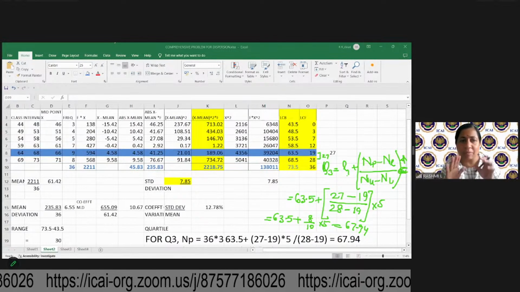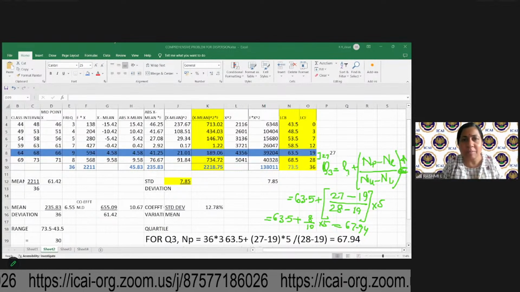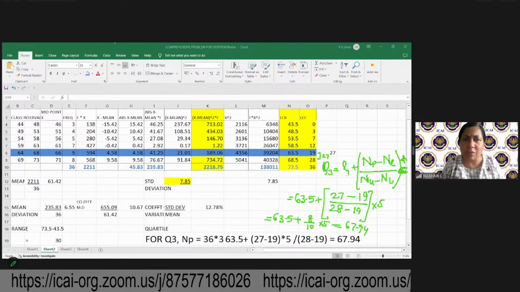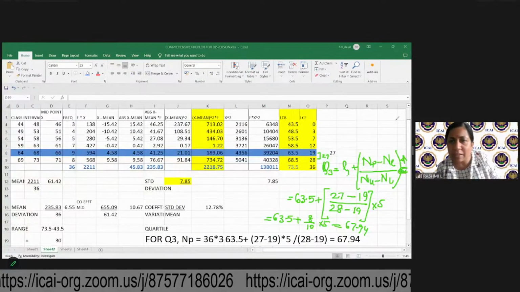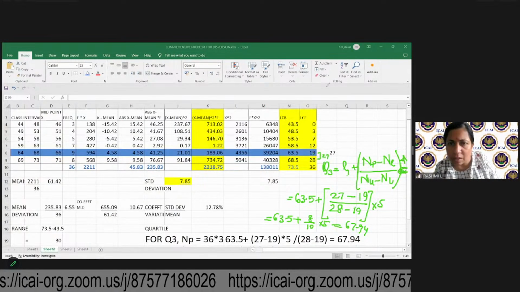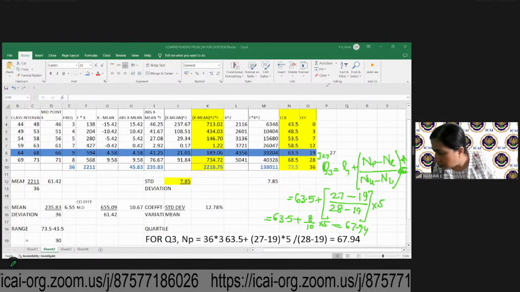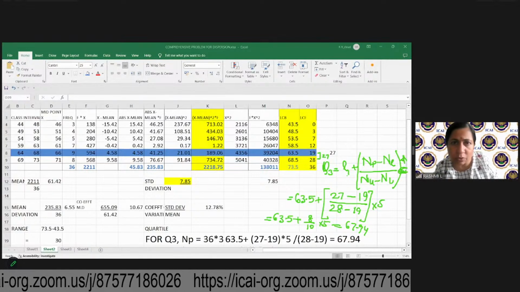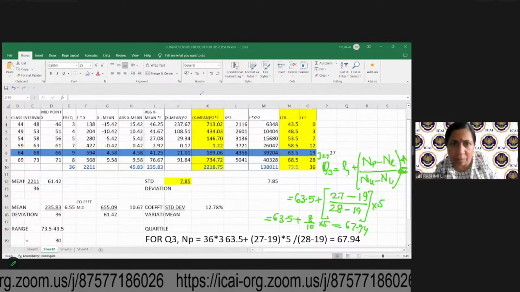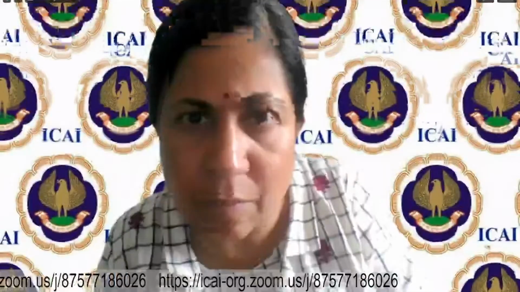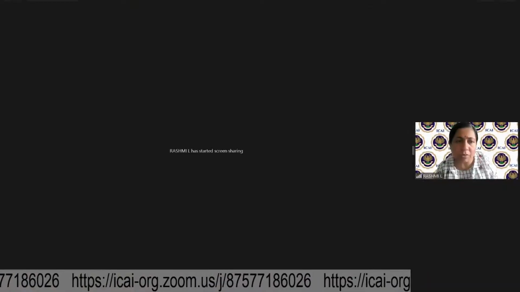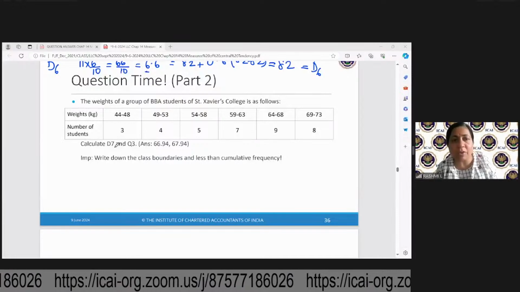Is that clear? Have you understood this? This is something that you just have to practice. Once you practice, you will not have any issue. Yes, Garvit, you could ask me. So this is how you must find this. And similarly for D7 also.